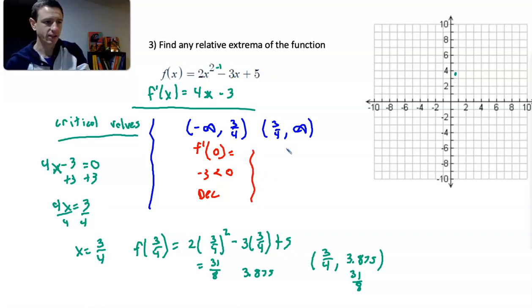Now let's take a test point in the second interval from 3/4 to infinity. So let's do f prime of 1. F prime of 1, so plugging in 1, because 1 is in the interval 3/4 to infinity. So 4 times 1 is 4. 4 minus 3 is positive 1. 1 is greater than 0. It's a positive value. That means it's going to be increasing on that interval.